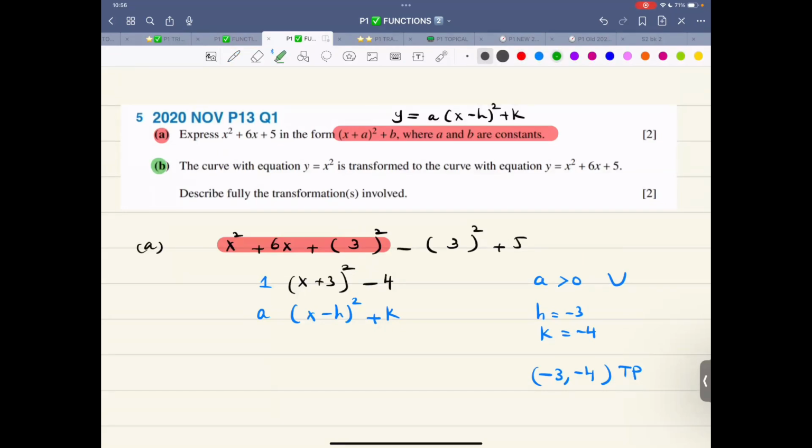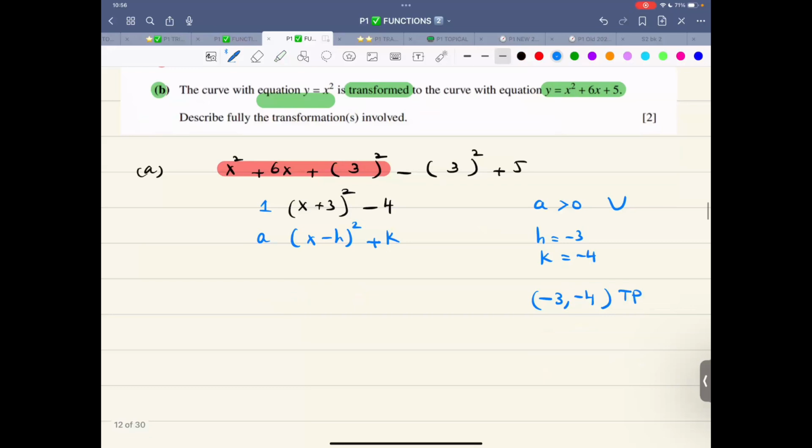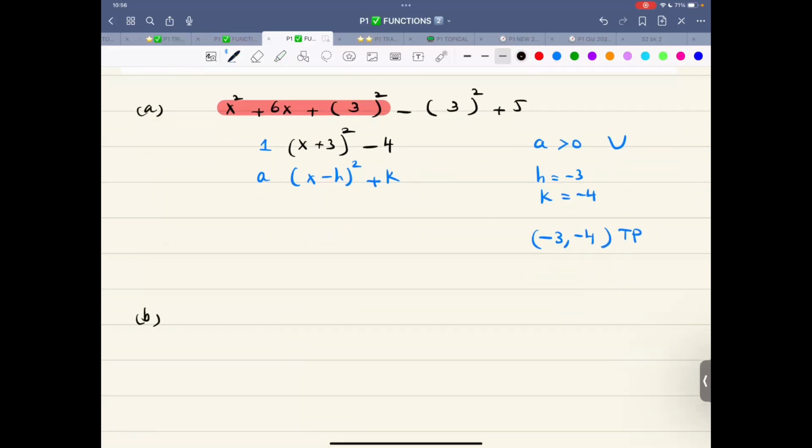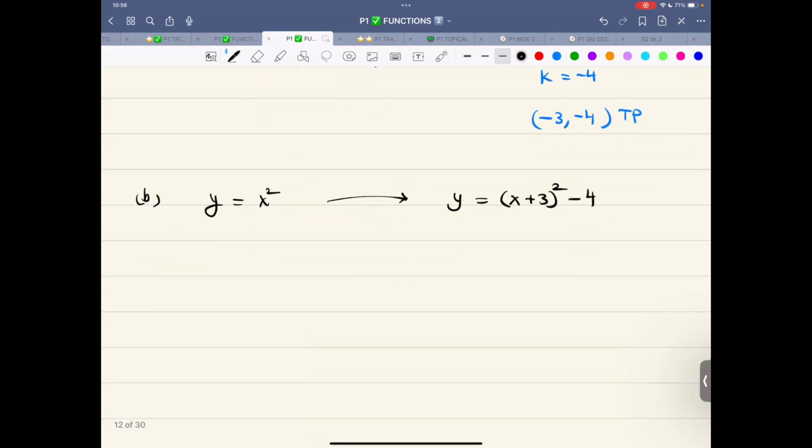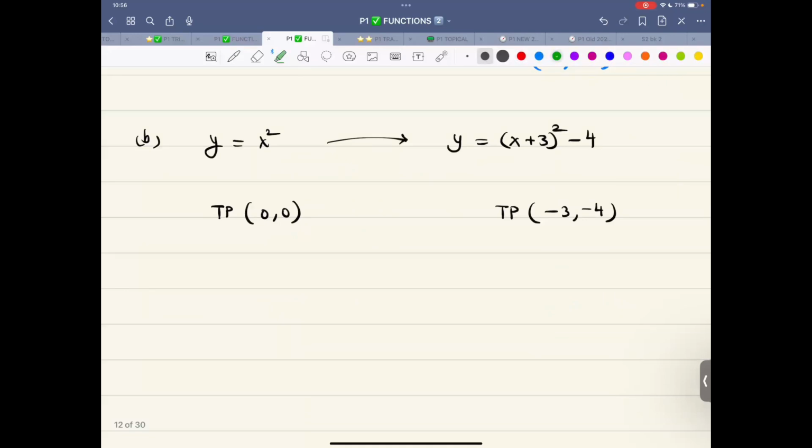Now the next part. The curve with the equation y equals x square is transformed to the curve with this particular equation. Describe fully the translation involved. Now, when y equals x square gets transformed to y equals (x plus 3) whole square minus 4, there are 2 ways of stating the truth. The first way is that the turning point of y equals x square is the origin. The turning point of this new curve is (-3, -4).